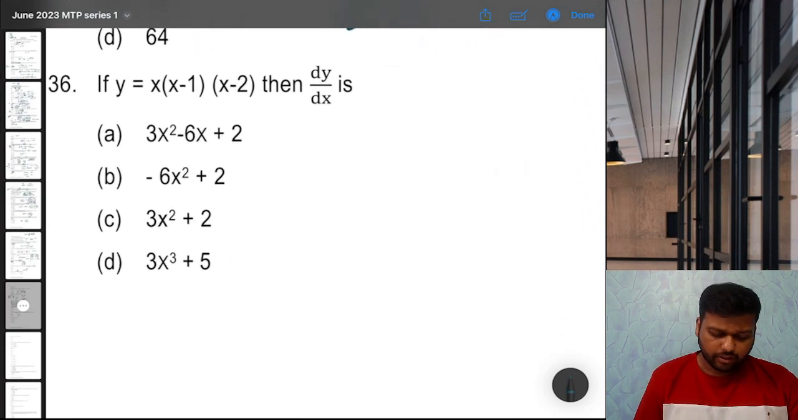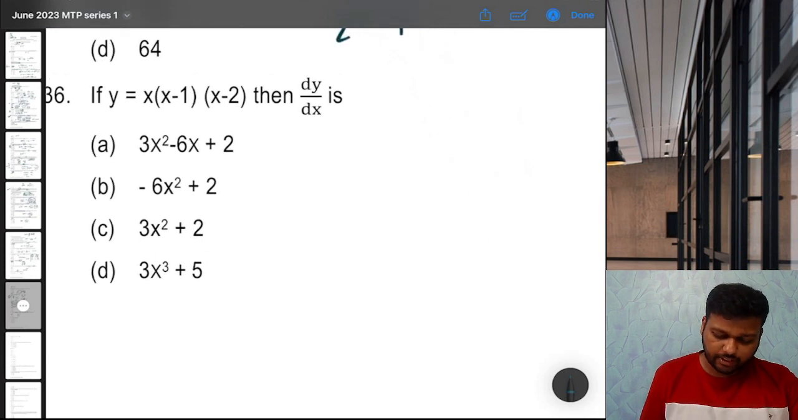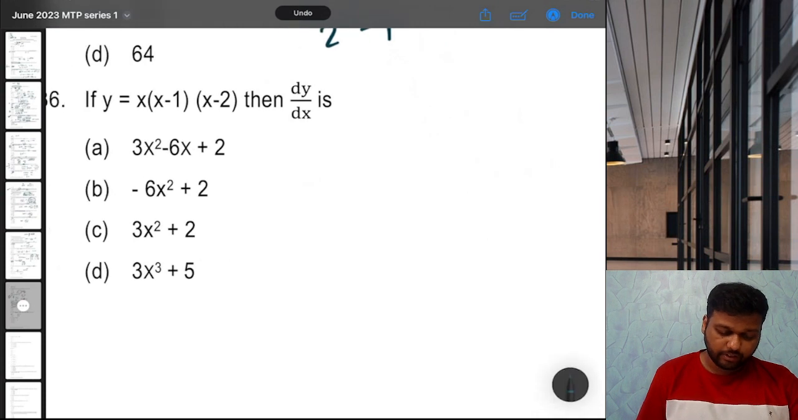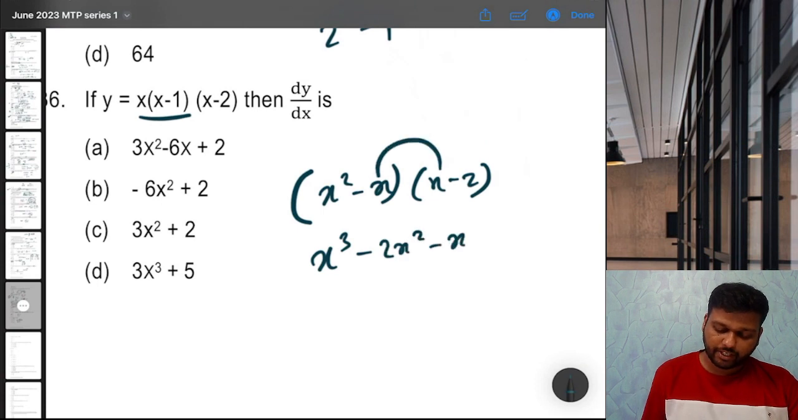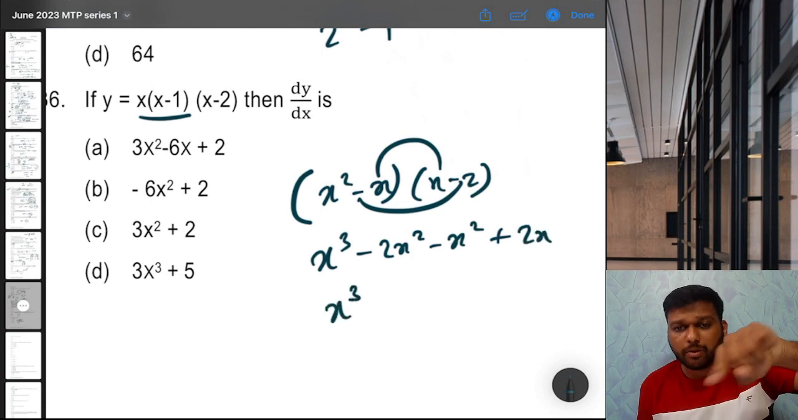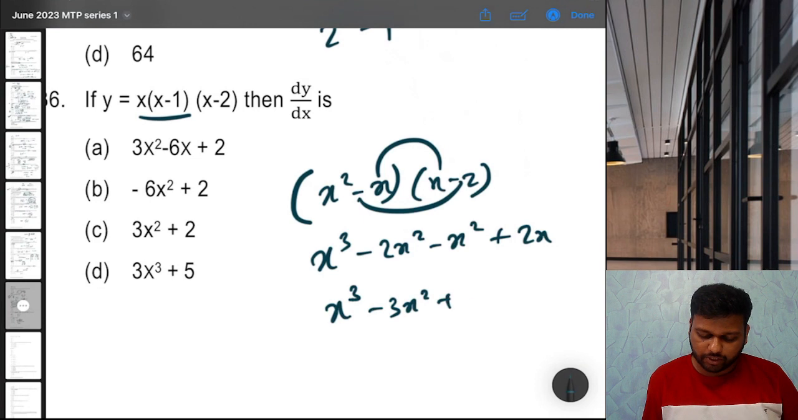Derivatives, integration. If y is this, then dy by dx is what? Okay, let's open those brackets. X into x minus 1 will be what? X square minus x into x minus 2. Again, let's open the bracket. X square into x is x cube. Then x square into minus 2 is minus 2x square. Minus x into x is minus x square. Plus, because minus minus plus, 2x, right? So x cube minus 2x square minus x square is minus 3x square plus 2x.